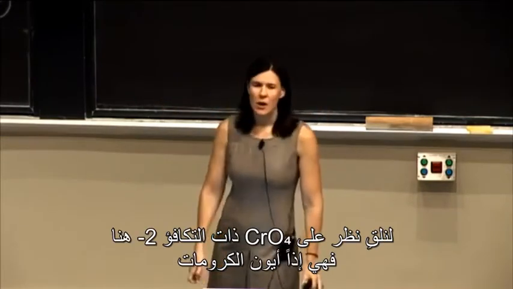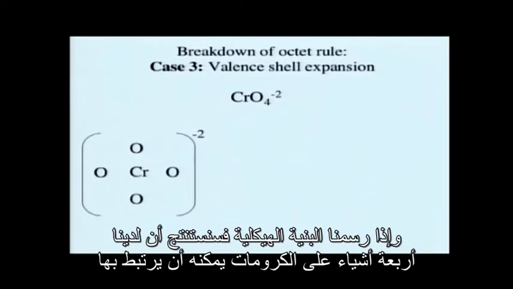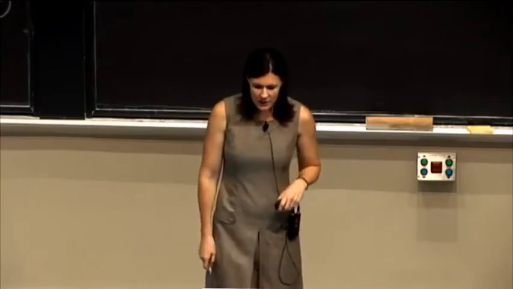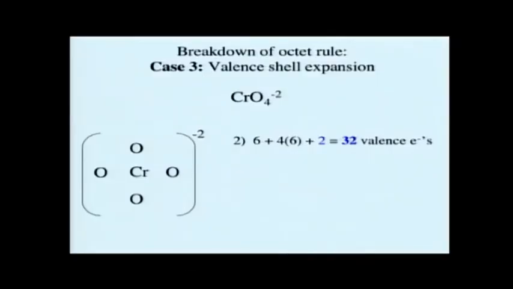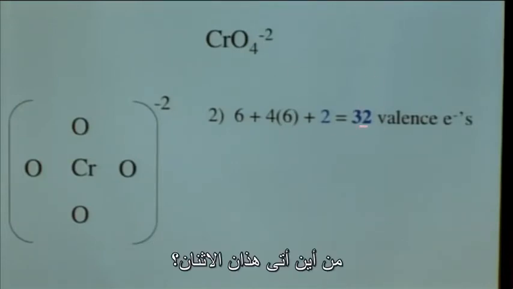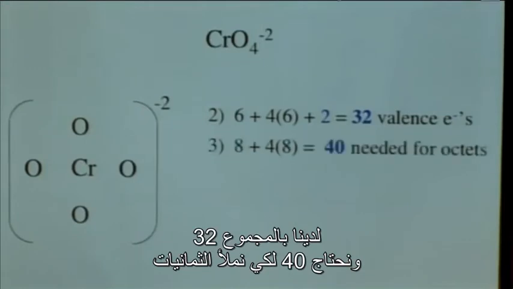So let's look at CrO4 2-, a chromate ion. And if we draw the skeletal structure, we have 4 things that the chromate needs to bond to. So let's do the Lewis structure again. When we figure out the total valence electrons, we have 6 from the chromium and 6 from each of the different oxygens. And where did this 2 come from? Yep, the negative charge. Remember, we have 2 extra electrons hanging out in our molecule, so we need to include those. We have a total of 32.